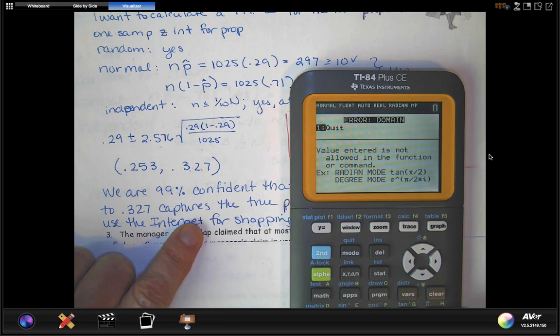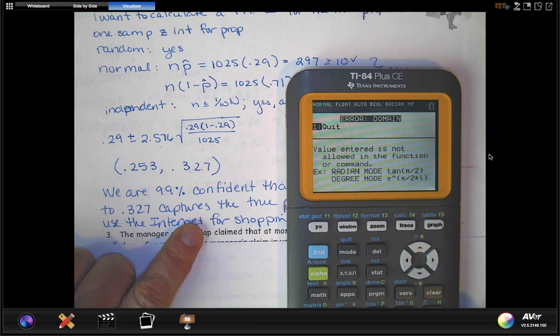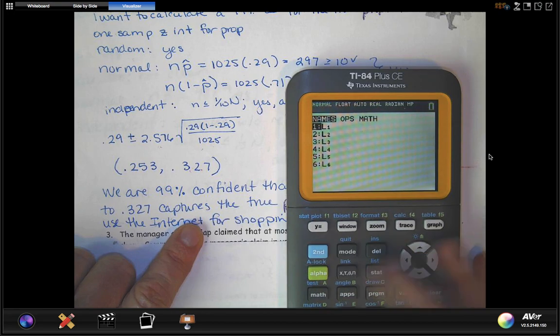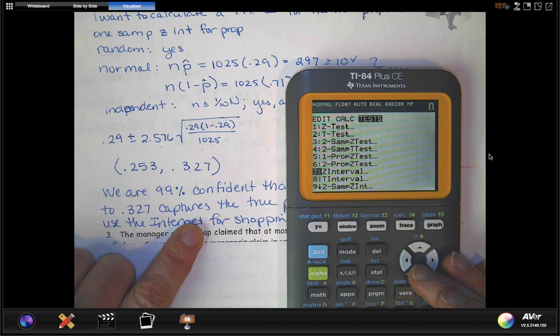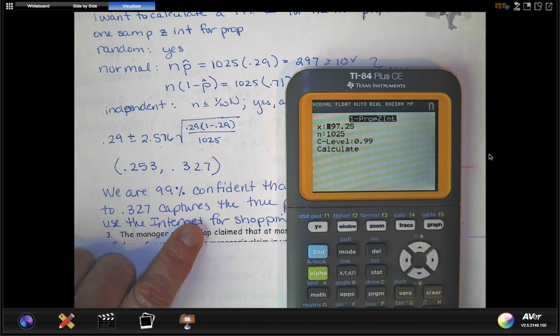The horror! What has happened here? I'll tell you what's wrong here. Fear not, folks. What do you think's wrong? I'm supposed to be figuring out what percent use the internet for shopping. I'm supposed to be figuring this out about people. 297.25 people. That doesn't make any sense. We don't have a quarter of a person. So the problem is this X is supposed to be a whole number. X and N are whole numbers. We're counting things here, so I can't have a decimal. So instead of using 297.25, we're just going to round to the nearest whole number.